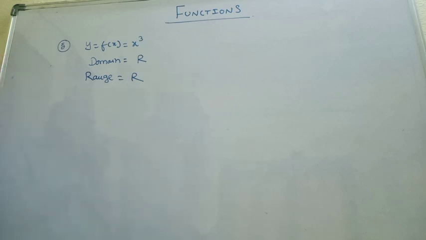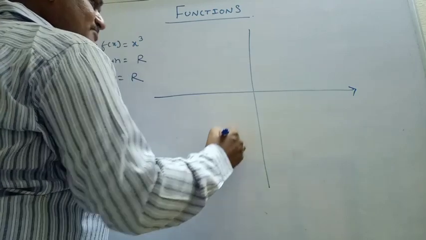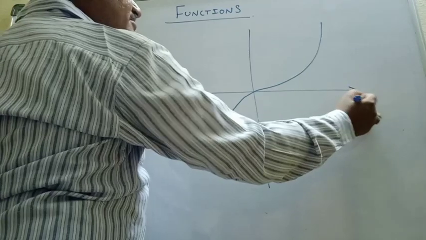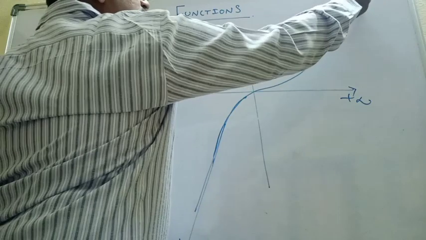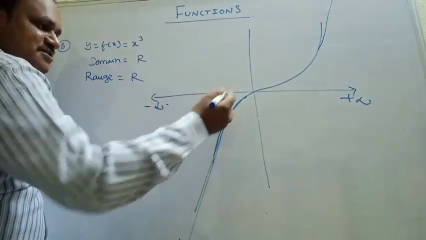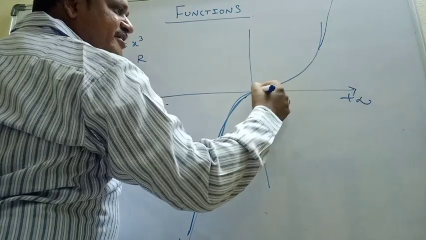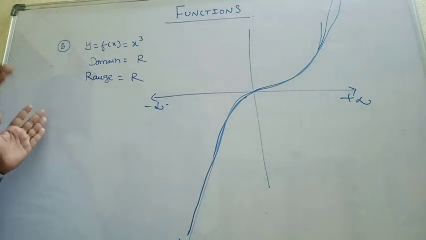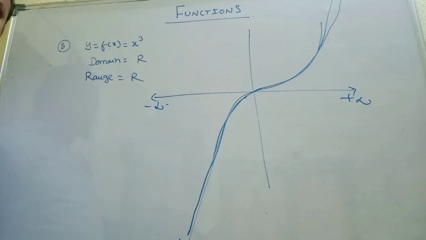As in the previous case, we take a table of values, and if you draw the graph of it, the graph of x cube will be like this. If you take different x values from -infinity to +infinity, it starts from -infinity, and as x values move towards +infinity, it goes towards +infinity like this. This is the graph of y is equal to x cube, and the domain is real numbers and the range is also real numbers, right?